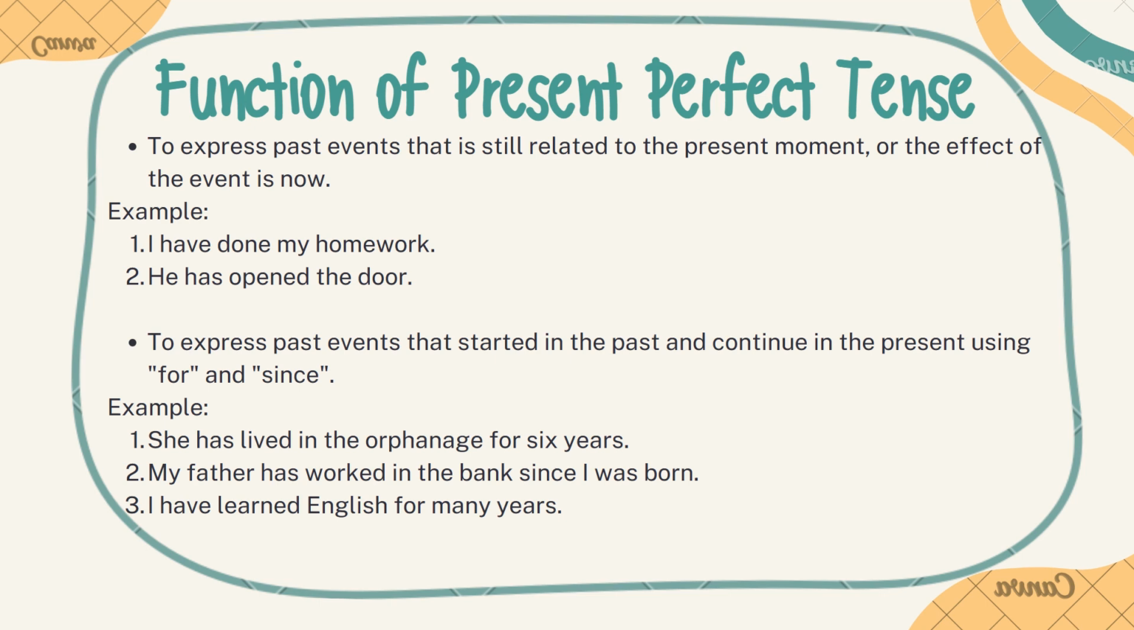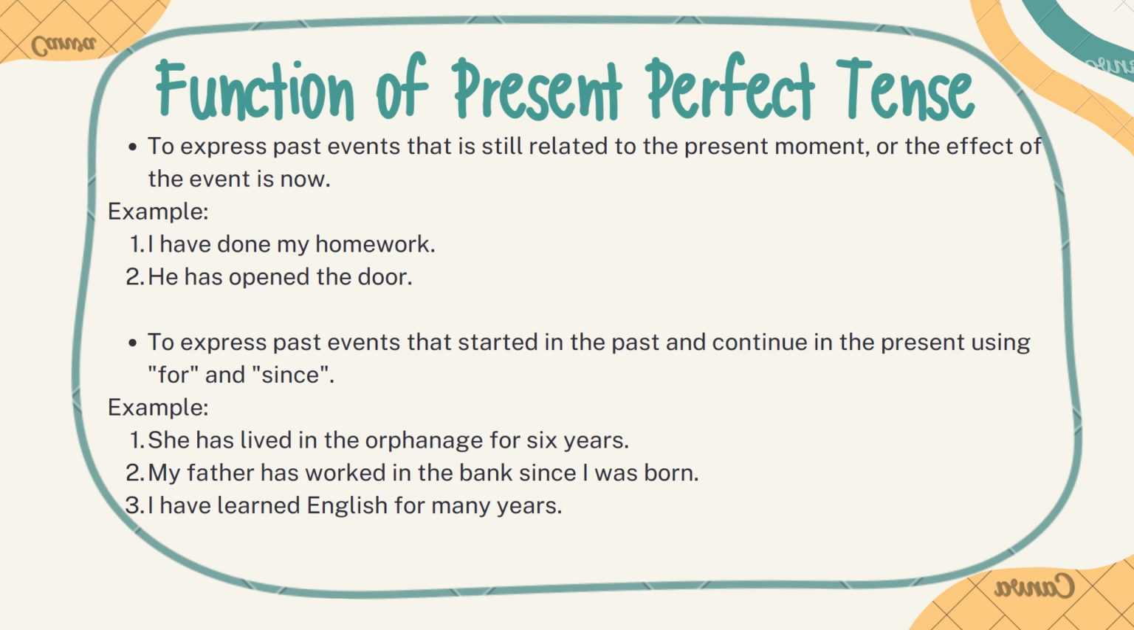Now we're gonna talk about the second function of the present perfect. The second function of the present perfect is to express past events that started in the past and continue to the present, usually using for and since. Alright, let's take a look at the examples.